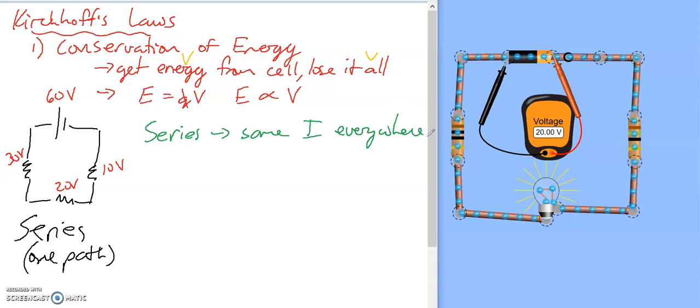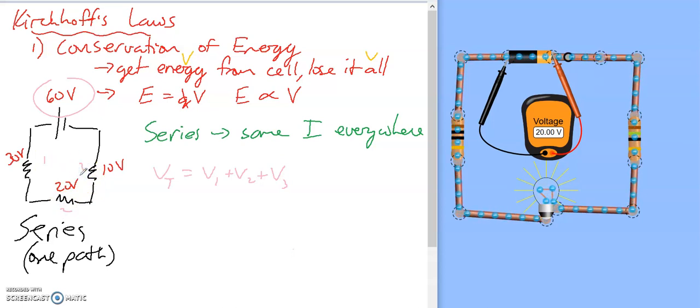Now what we're going to do is take some of these ideas and piece a couple things together. If I go back to the voltage idea, if I take my total voltage, my 60 volts that was up here, that has to be equal to all three voltages, all three, 1, 2, 3 resistors put together.